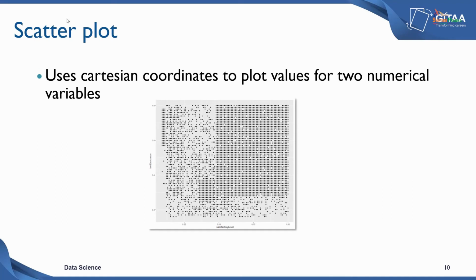Now this was generated using the data set that we've read, and as we go further, we'll also learn how to generate this simple scatter plot. Here you can see that the x-axis has satisfactory level as one of the variables, and the y-axis has last evaluation as one of the variables. And like I said earlier in the variable description, both these values are numerical, continuous values, and hence we can use a scatter plot for them.